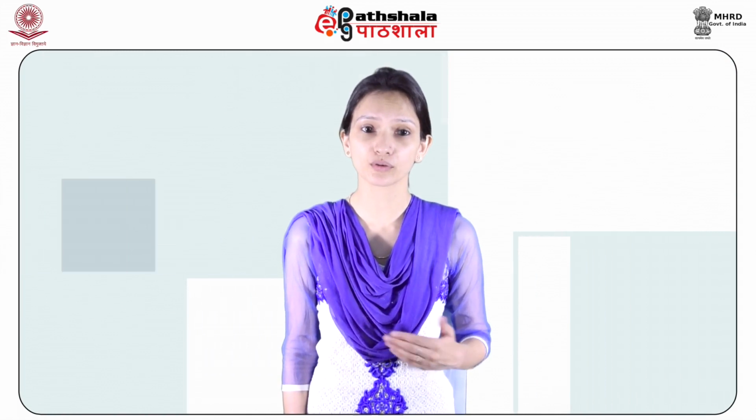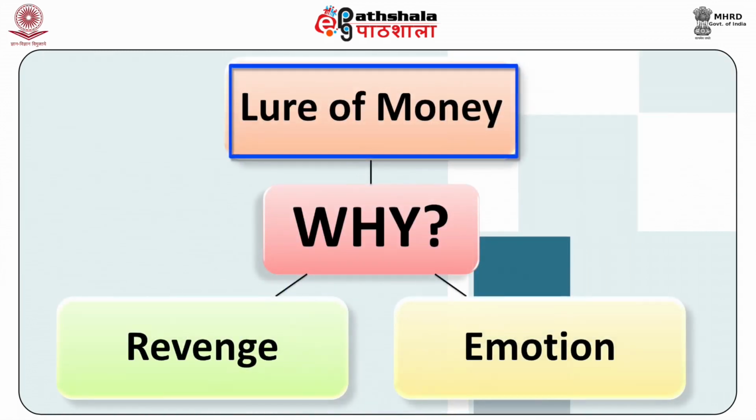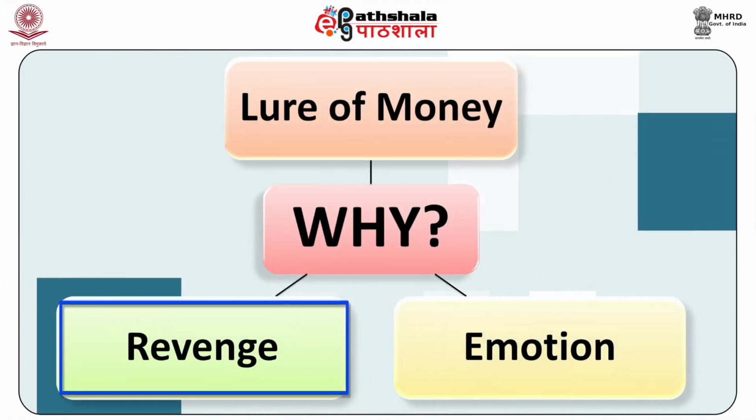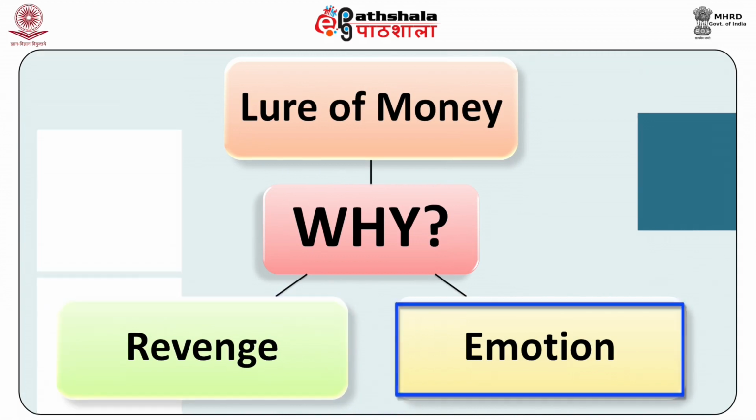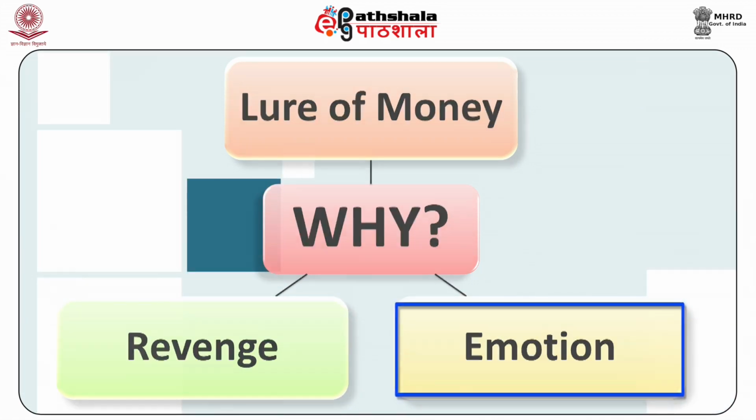Why is a crime committed? There are several reasons behind the commission of a crime. A crime may be committed for the following reasons. First, lure of money. Second, for the sake of revenge. And third, emotions like love, hate or anger.